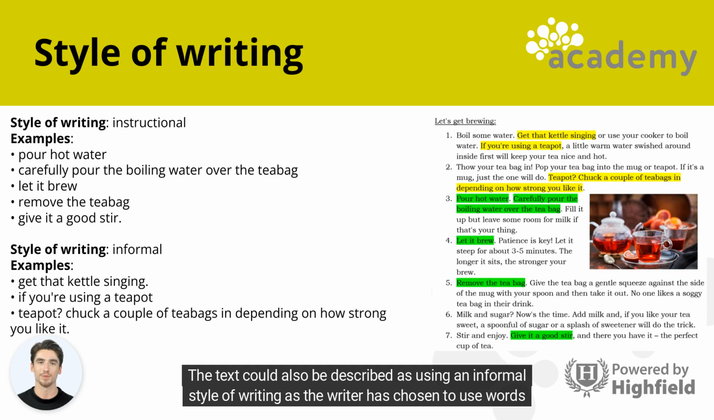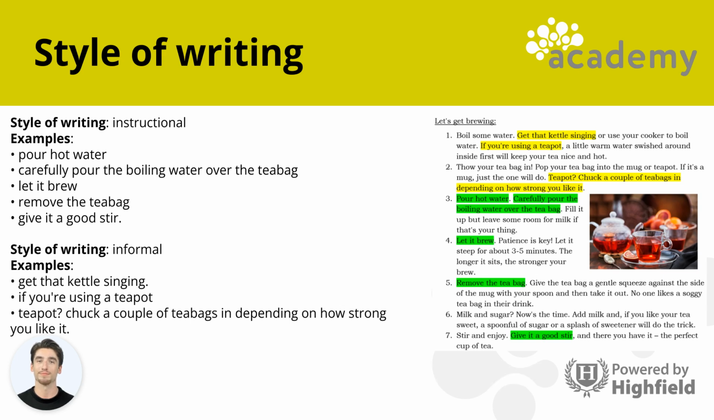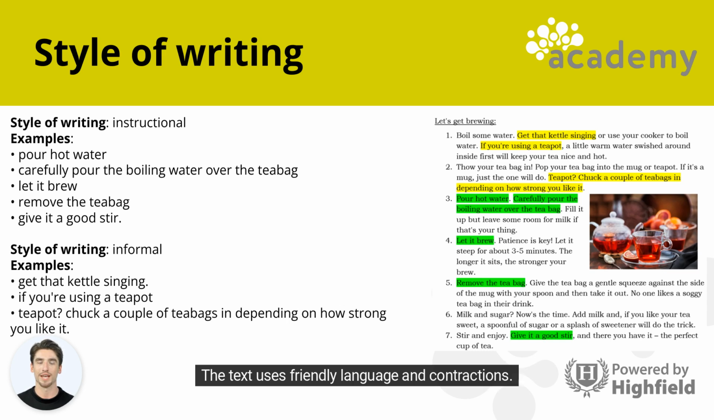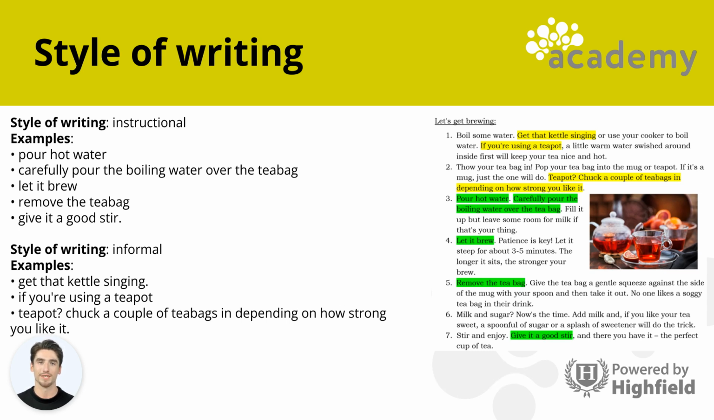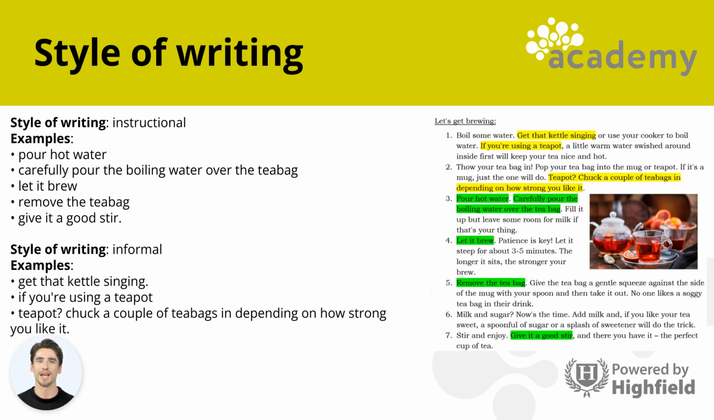The text could also be described as using an informal style of writing, as the writer has chosen to use words and phrases that are personal, humorous, and colloquial. This means they've used slang. The text uses friendly language and contractions. Examples of this can be seen in yellow. Get that kettle singing. If you're using a teapot, chuck a couple of tea bags in. Other examples could include patience is key, and there you have it, the perfect cup of tea.